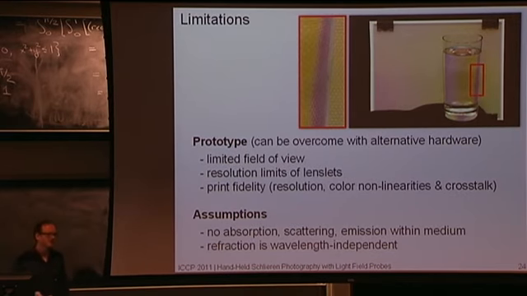The resolution is limited by the lenslets at this stage. If we had higher resolution probes or lenslet arrays, the resolution would be limited by the printing process, and the fidelity is limited by the color nonlinearities of the printing process. So you don't get the colors that you specify in a digital image when you actually print them on a transparency. There's also some color crosstalk that limits the performance. We assume that there's no absorption, scattering, or emission within the refractive medium for most of the experiments, and that the refraction is wavelength independent.